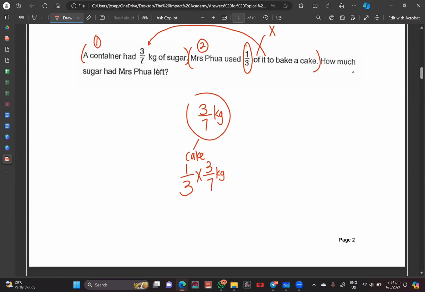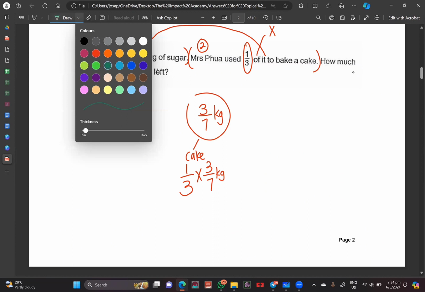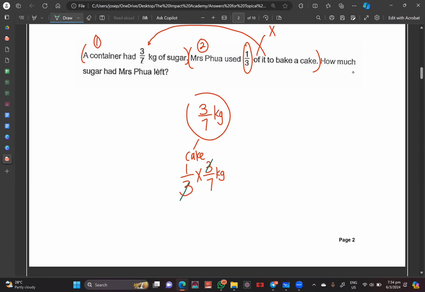So she says, I'm going to use it to bake a cake. Agree or disagree? 1/3 of it, of 3/7 kg. Do you understand what I'm saying? Alright, so now I ask myself, can I cancel or not? I can cancel, right? 3 and 3, both of them are from the same times table. Isn't that true? I get 1 over here. True or not? Then over here, I get numerator, denominator, denominator. Agree so far? So cake is 1/7 kg. Do you understand or don't understand?